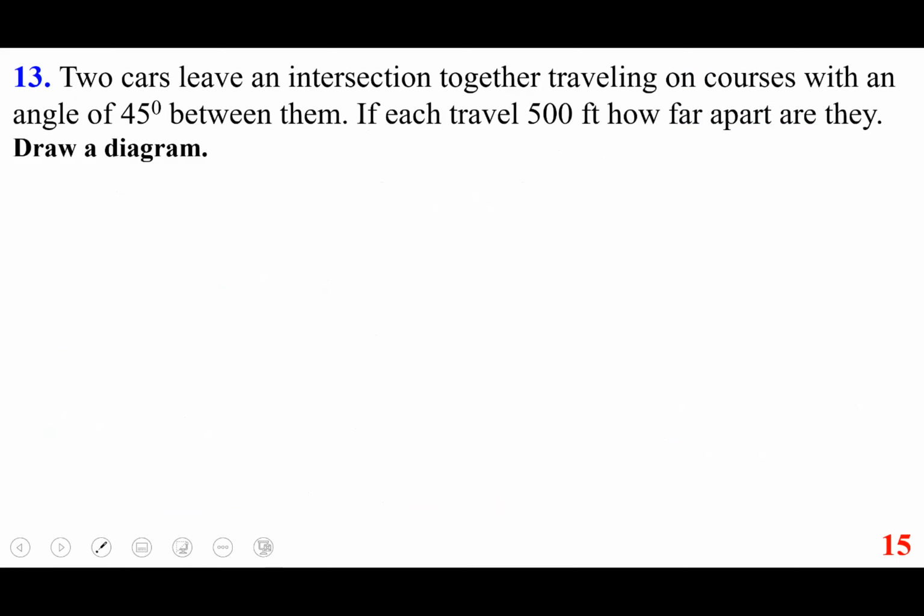Two cars leave an intersection together, traveling on courses with an angle of 45 degrees between them. If each travels 500 feet, how far apart are they? Well, one is going this way, one is going that way, making a 45-degree angle in between, and each one covers 500 feet. So again, we can use the cosine law.